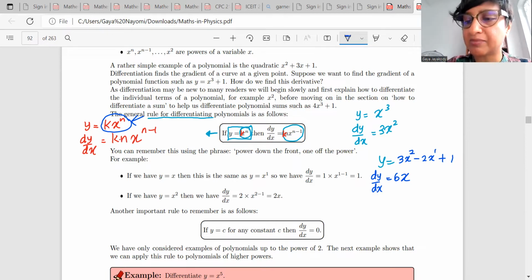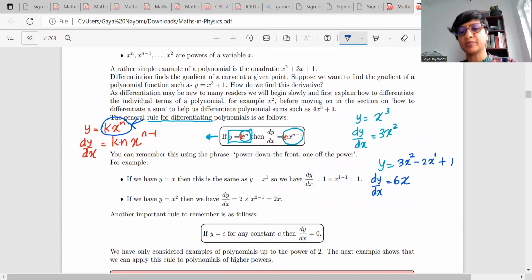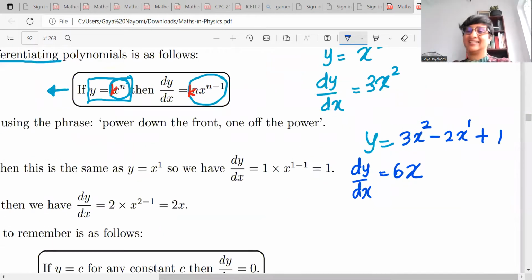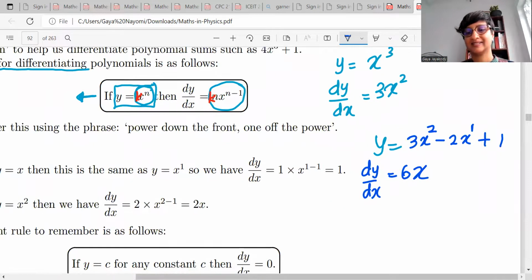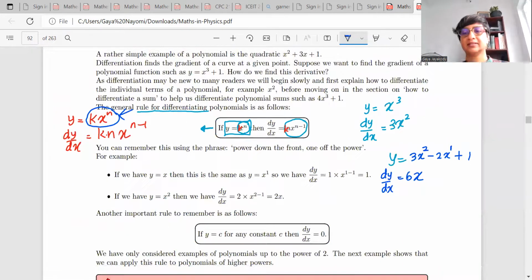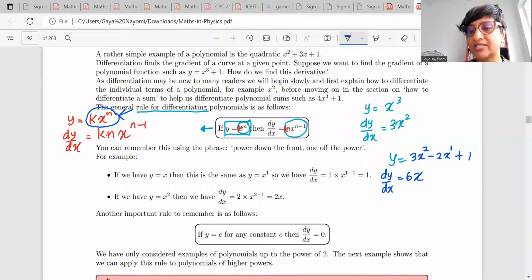Within 2x you can see x to the power of 1. So minus 2x, what do you get when you differentiate? Minus 2. Very good. Do you all see how that is? 1 comes in front, 1 times 2 is 2, x to the power of 1 minus 1 is x to the power of 0, which is just 1. So it's minus 2. And then plus 1.